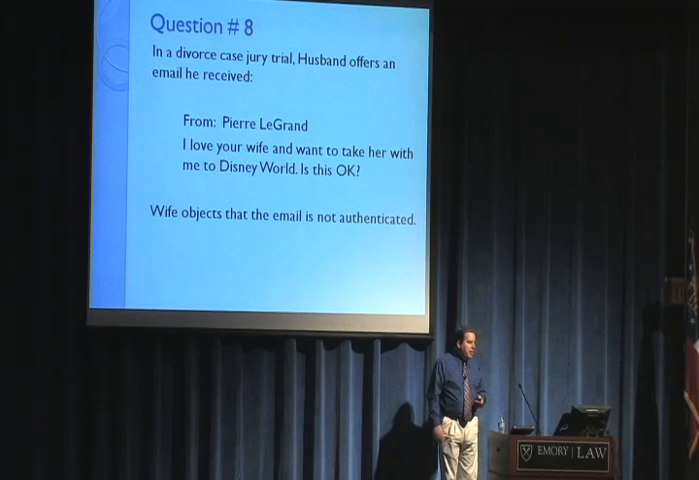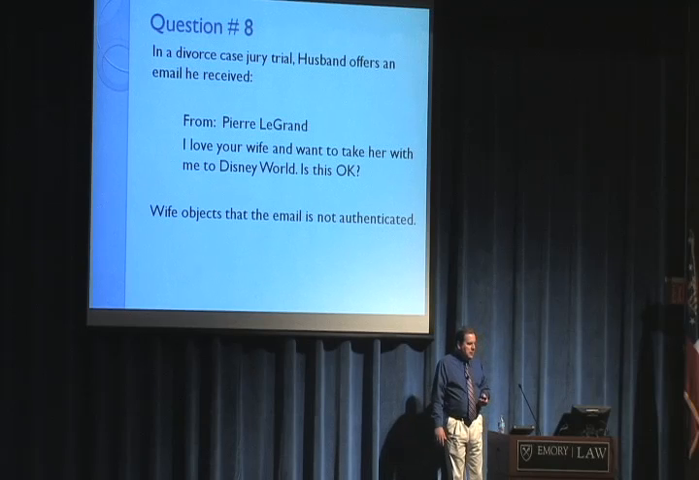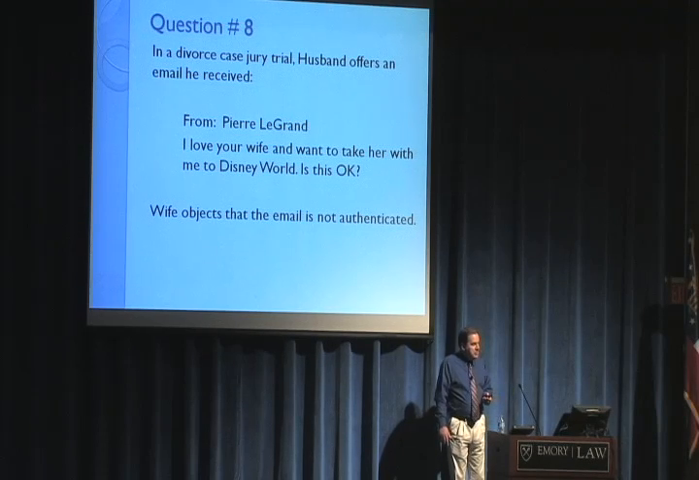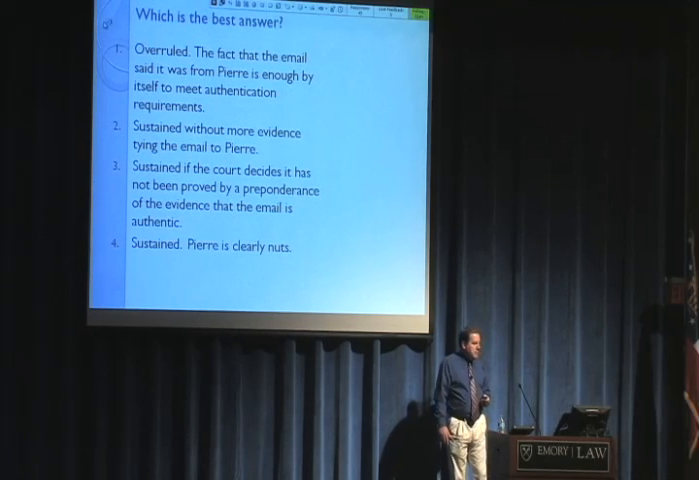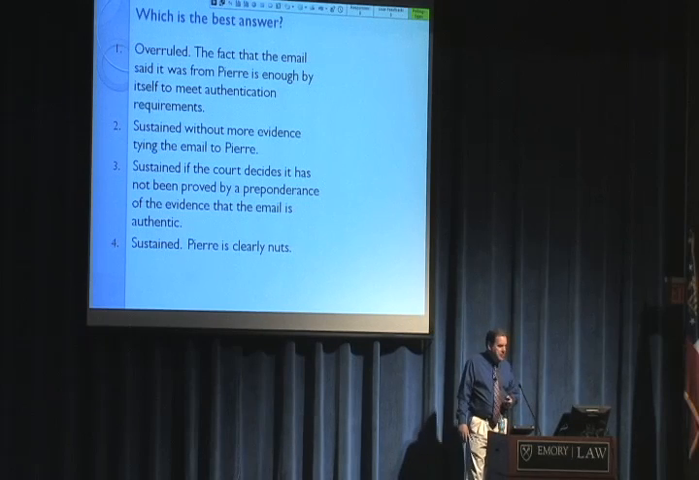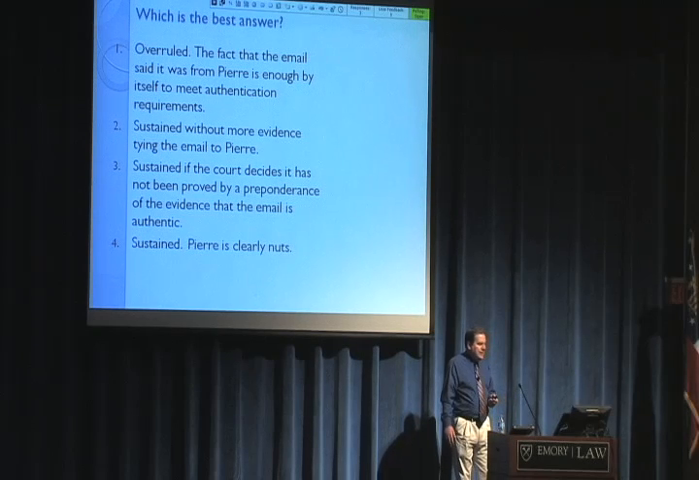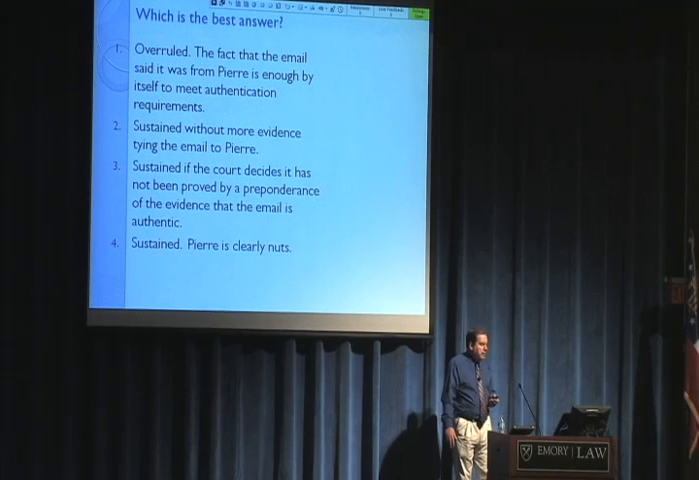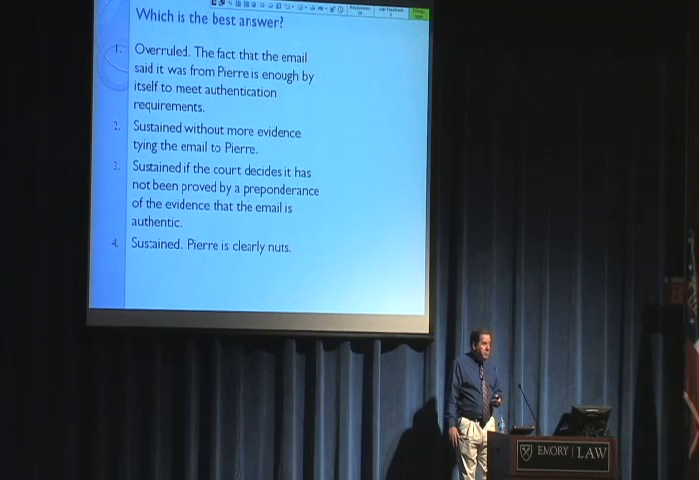Likewise, here in a divorce jury trial, the husband offers an email he received from Pierre Legrand. He says, I love your wife, and I want to take her with me to Disney World. Is this okay? The wife objects that the email is not authenticated. One, overruled, the fact that the email said it was from Pierre is enough by itself to meet authentication requirements. Two, sustained without more evidence tying the email to Pierre. Three, sustained if the court decides it has not been proved by a preponderance of the evidence that the email is authentic. Or four, sustained, Pierre is clearly nuts.